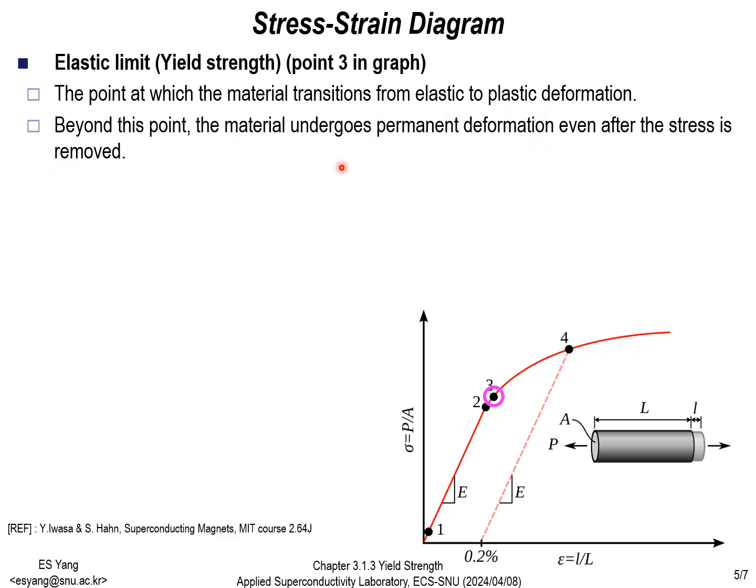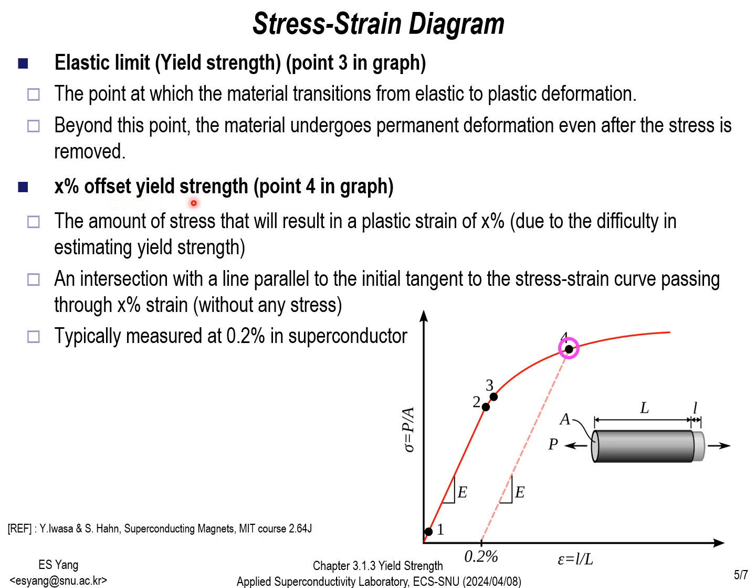Finally, X% offset yield strength, represented by point 4 on the graph. Because measuring yield strength precisely is challenging, X% offset yield strength is defined based on the plastic strain that occurs when stress is removed. It is defined as the point where a line with the slope of Young's modulus intersects the stress-strain graph after passing through X% strain. In superconductors, yield strength with a 0.2% offset is typically measured.